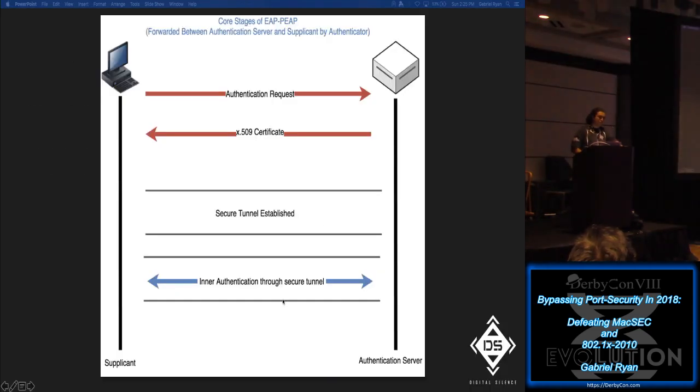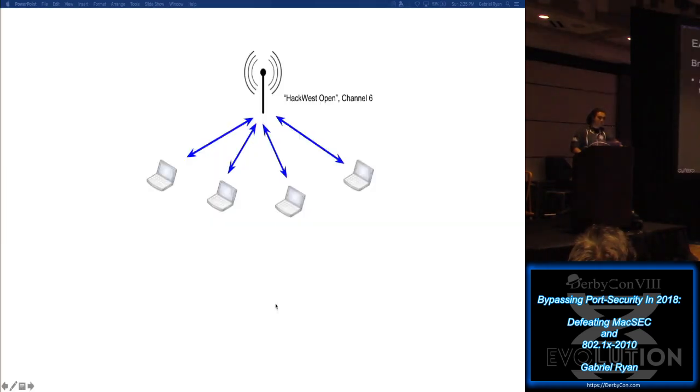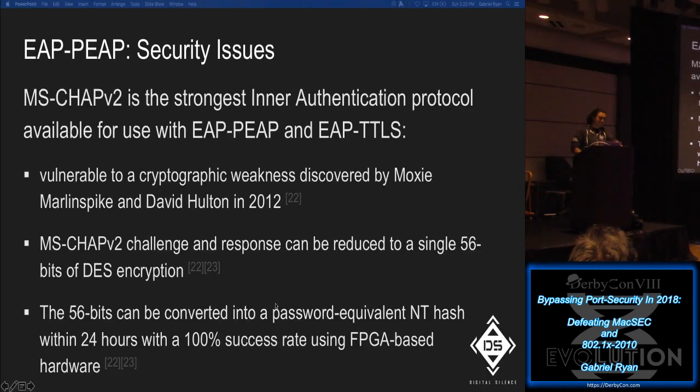Essentially they'll send you their hashed versions of their creds, and you can crack those actually very quickly. Because, typically when you're looking at EAP PEAP, that inner authentication mechanism, which by the way is also extensible, you can swap it out for different types of inner authentication. But the most common one is MSCHAPv2, which is very, very poor. It's vulnerable to a cryptographic weakness that was discovered, also in 2012 by Moxie, Marlinspike, and David Hulton. This was a bad year for RADIUS.